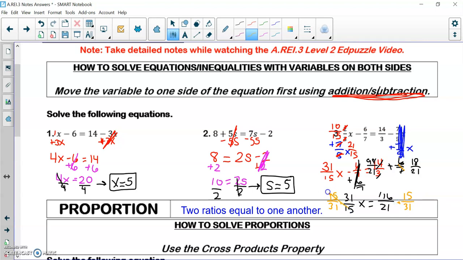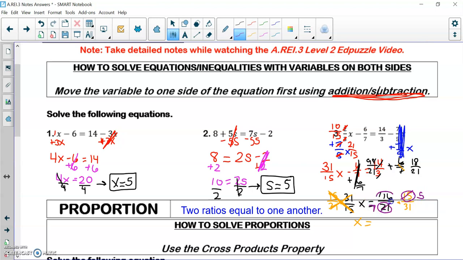And so a 15/15 cancels out to a 1. A 31/31 cancels out to a 1. And I'm left with x is equal to, and I'm going to show you something cool. A 21 and a 15 are both divisible by 3. And since the 15's in the numerator and the 21's in the denominator, we can simplify that. A 15 divided by a 3 is a 5, and a 21 divided by a 3 is a 7.